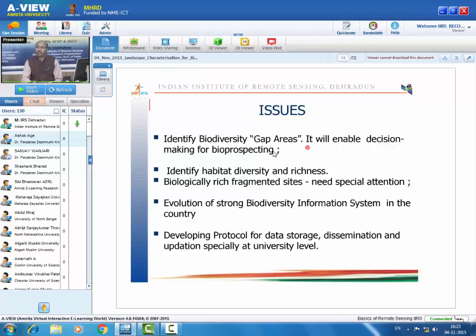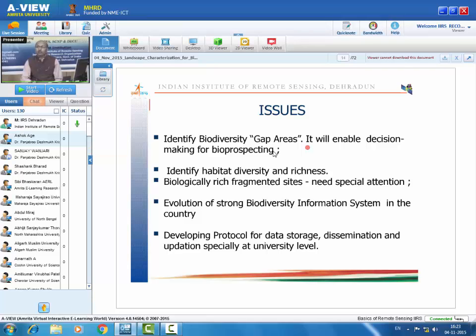And therefore we need to find out the gaps, and how do we find gaps? We should have the protected area network map. We overlay that map on satellite data, and then we can find out, okay, these are the areas which have been left out. So we need to prioritize that.